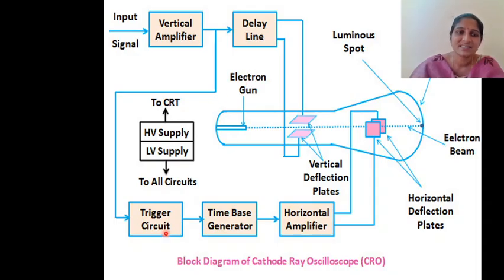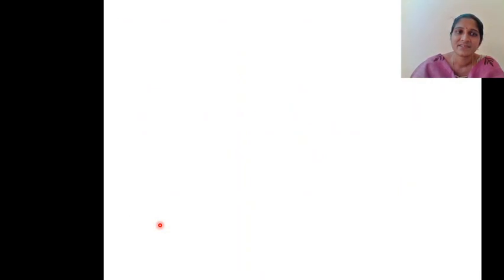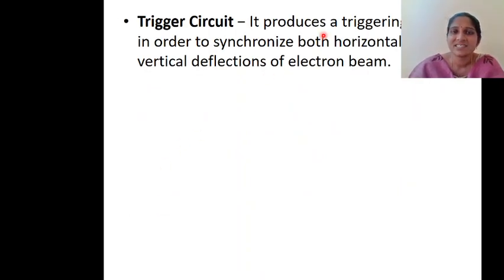Next one is trigger circuit. So what does this trigger circuit do? It produces a triggering signal in order to synchronize both horizontal and vertical deflections of the electron beam. So in order to avoid loss of the signals, it will synchronize, it will map the vertical signal and horizontal signal by using the trigger circuit.